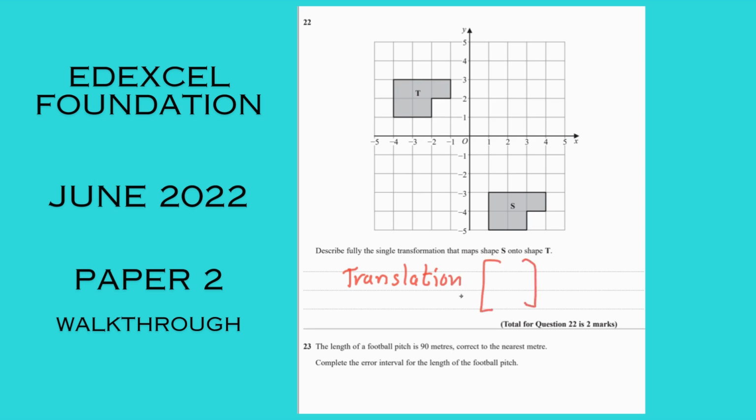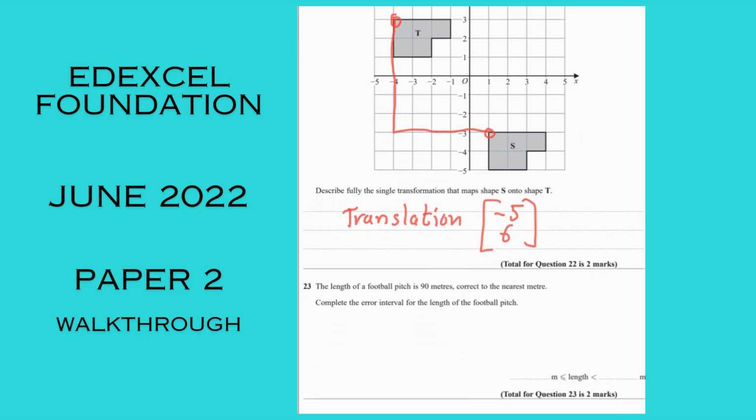Then you need to do some counting. Now we're going from S to T. So we're going to pick a coordinate, pick a vertex, go to the corresponding vertex, count and count. I count 5 to the left, so that's a negative 5. I count 6 up, that's a positive 6.